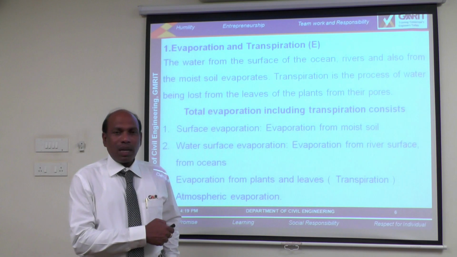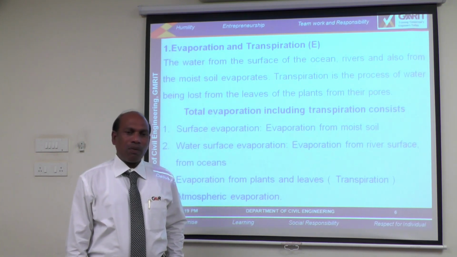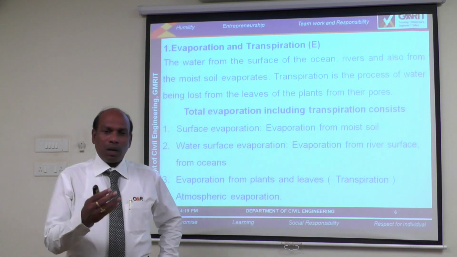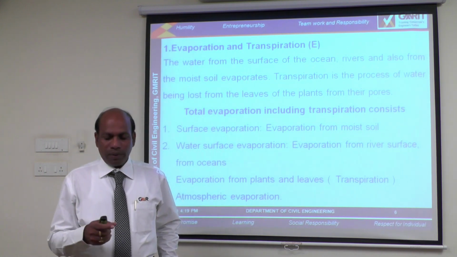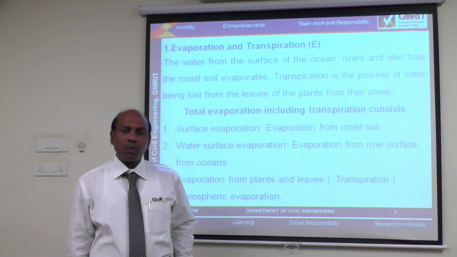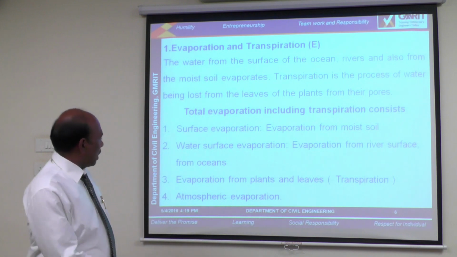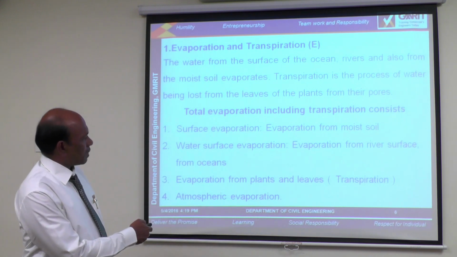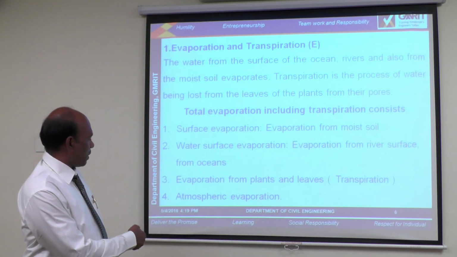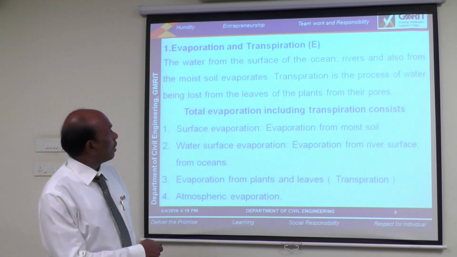Here, evaporation has different forms. Surface evaporation, that is the evaporation from the ground surface, whereas another one is water surface evaporation, evaporation from the rivers and streams. Another evaporation takes place from plants. This is also nothing but transpiration. And the last one is atmospheric evaporation.